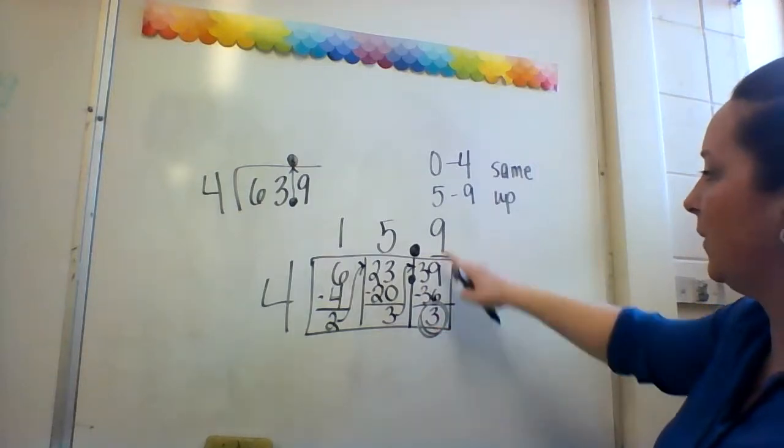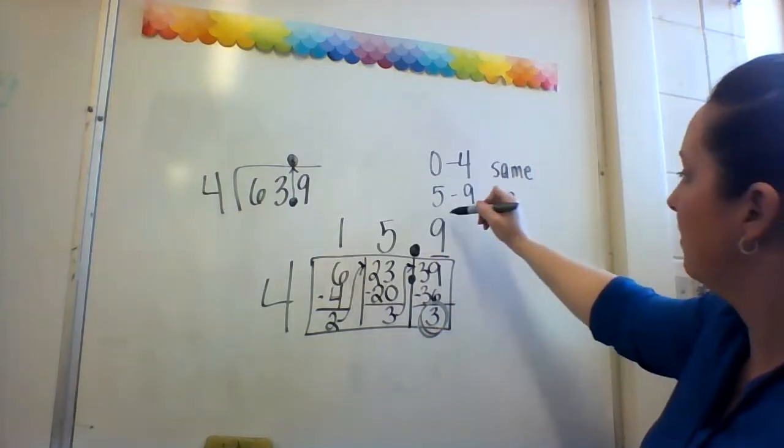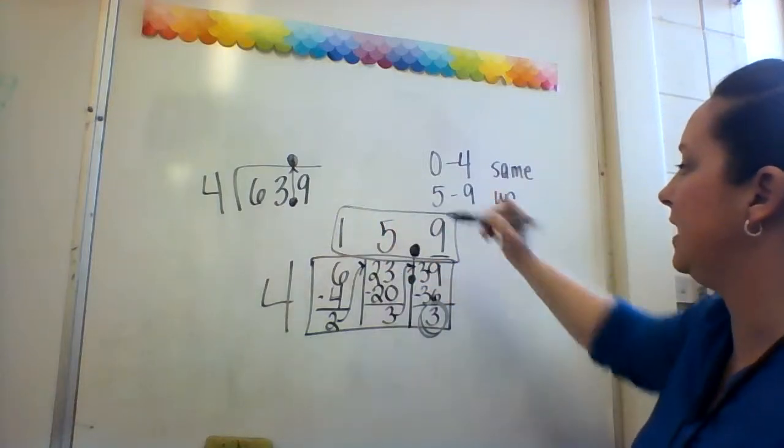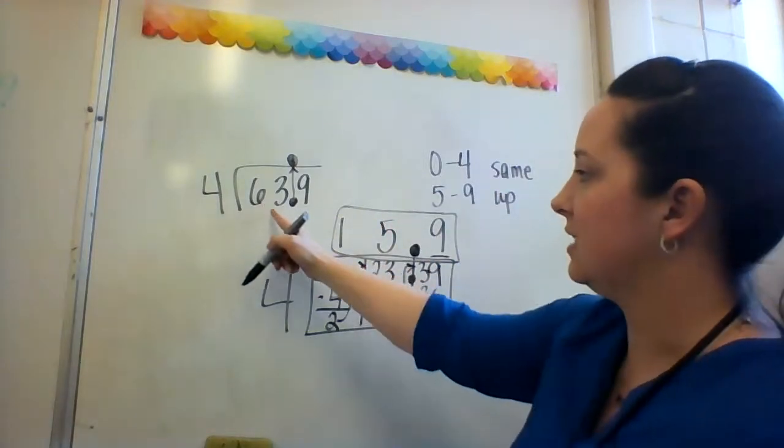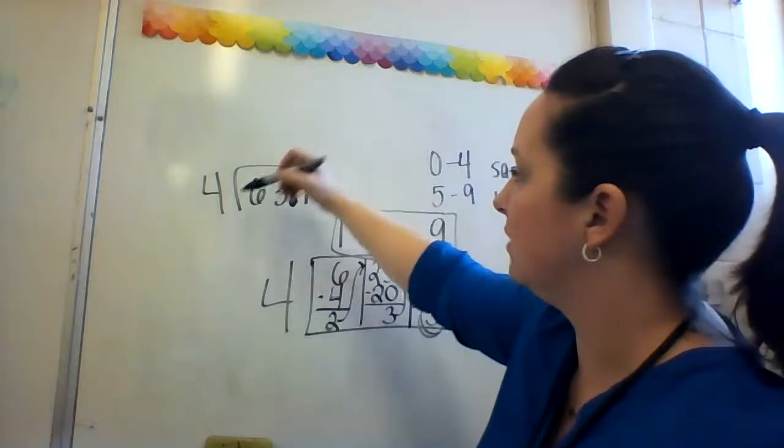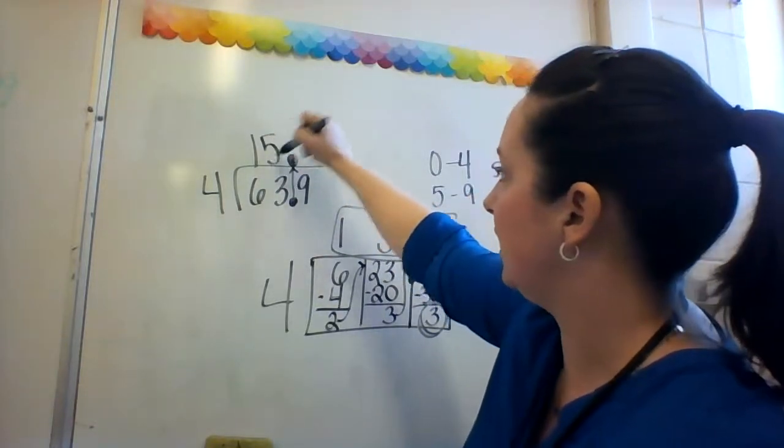Because this is a 3, this 9 is going to stay the same, and my answer is going to be 15.9. So 63.9 divided by 4 is 15.9.